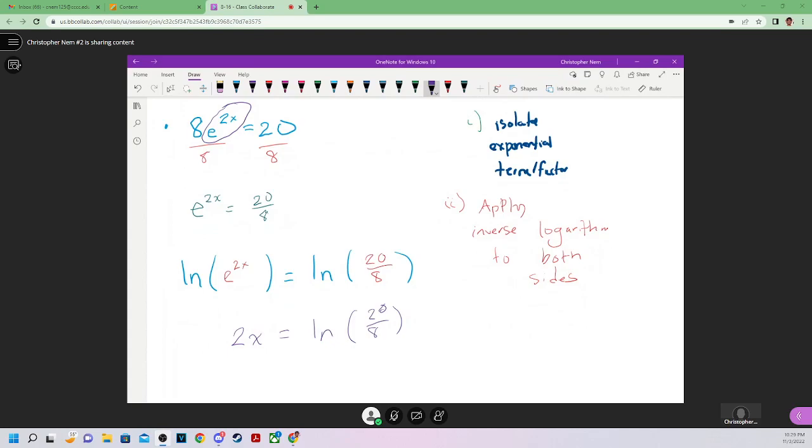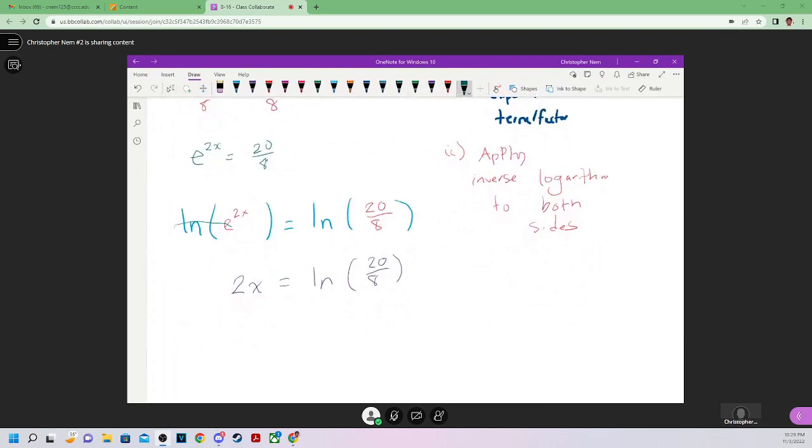Another way you can think about it is as cancellation. This turns into 1. So we're good to go. They cancel out completely, and we're left with just 2x equals ln of 20 over 8. So it's very important you understand these rules. You can think of it as cancellation. Technically, we can treat it as cancellation. Some people don't, but it's perfectly fine.